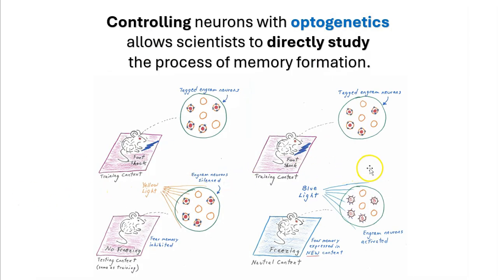So controlling neurons with optogenetics allows scientists to directly study the process of memory formation. You can have an animal that has formed a memory, but then you can block the expression of that memory by silencing the engram neurons. You can have an animal that formed a fear memory and then make it show that fear in a totally new context by reactivating the engram neurons. You can literally control the very neurons involved in the formation of a memory trace and whose activity represents the retrieval of a memory.